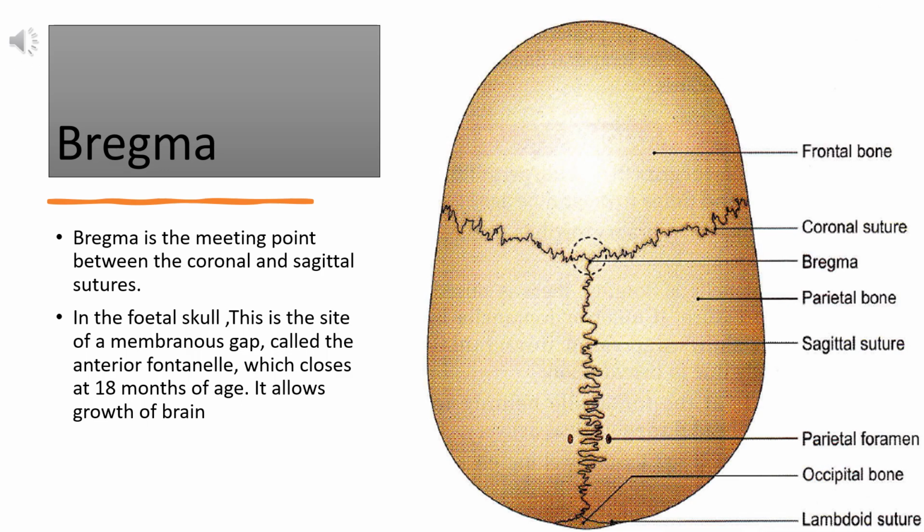Bregma. Bregma is a meeting point between the coronal and sagittal sutures. In the fetal skull, this is a site of membranous gap called the anterior fontanelle, which closes at 18 months of age, and it allows the growth of the brain.